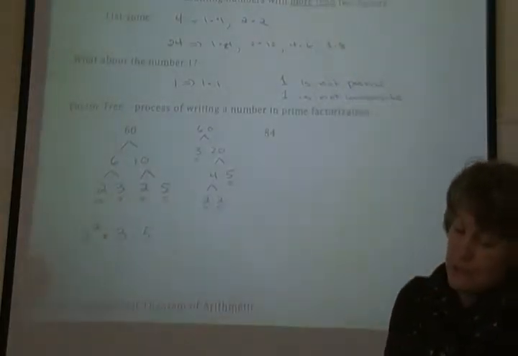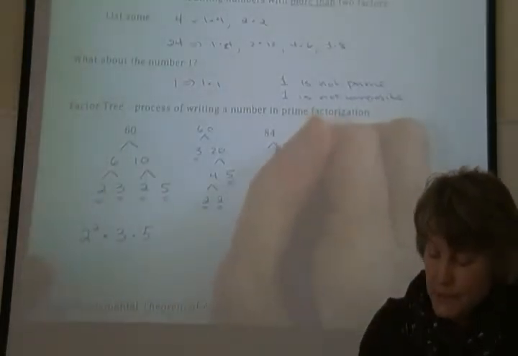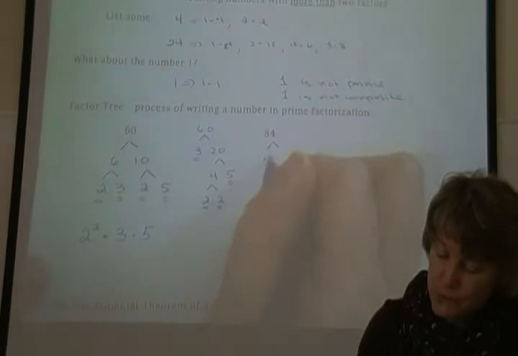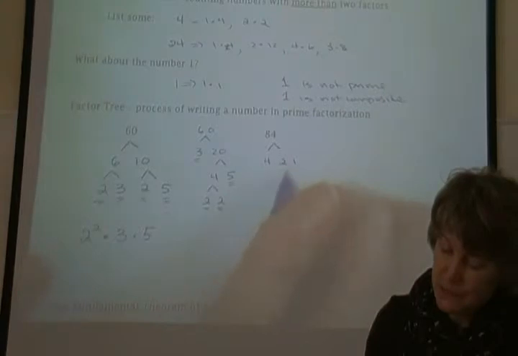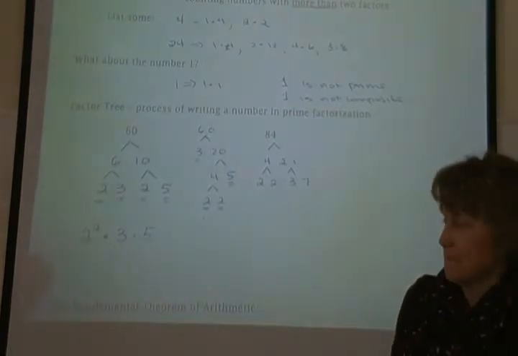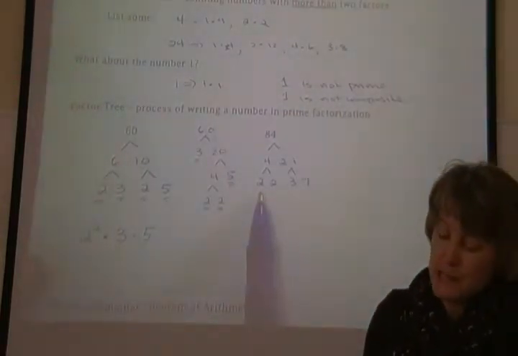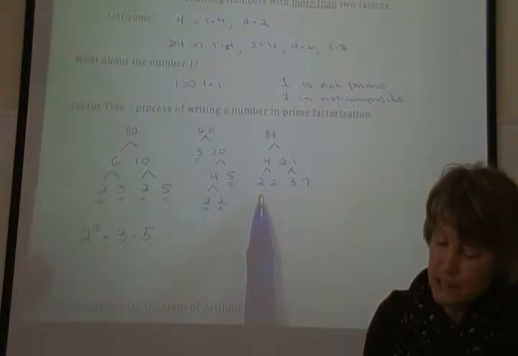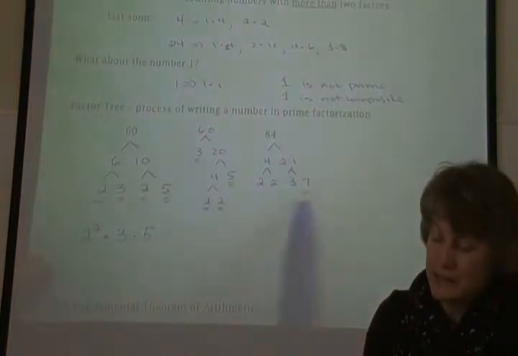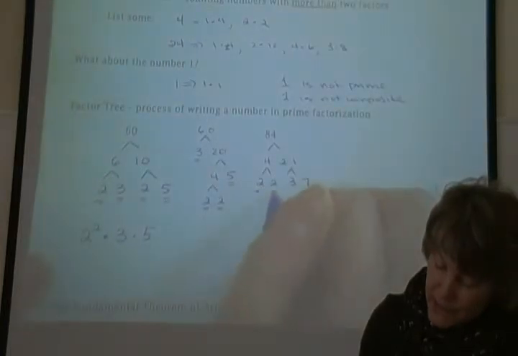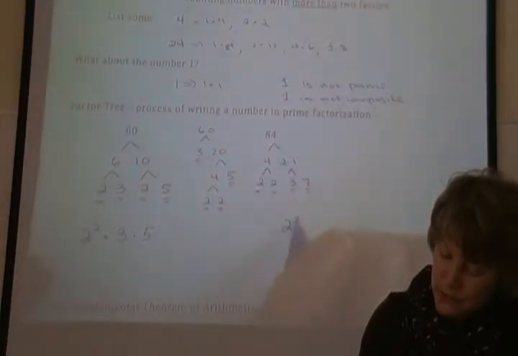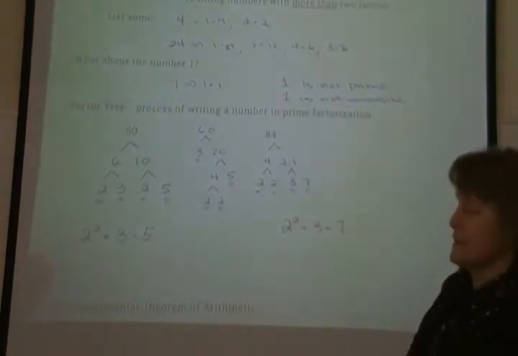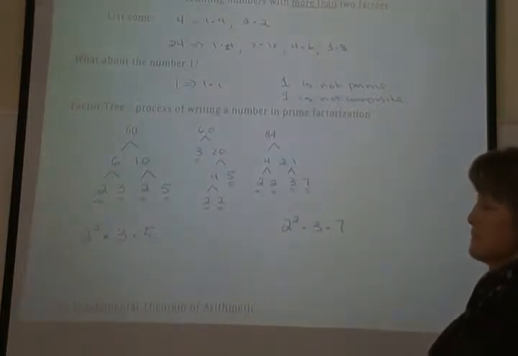So if we do the same thing with the number 84, we could break 84 down into 4 times 21. We would have to keep going on both because they're composite. 2 times 2, 3 times 7. They are all prime numbers because I'd have to do 2 times 1. That'd be the only way to break this down. 3 times 1, 7 times 1. So I stop. My prime factors are 2, 2, 3, and 7. I would write it as 2 squared times 3 times 7. That's the prime factorization of 84.